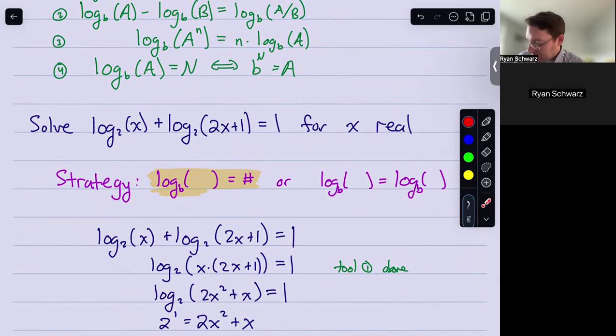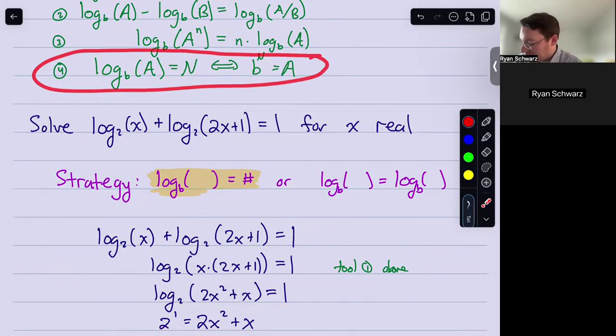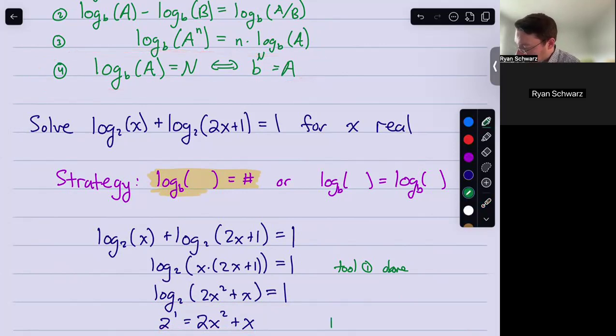What I do is I start off with the base of the logarithm, which is 2, zigzag across, 2 to the first. That's my left-hand side of the equation, and that's going to equal whatever's inside the logarithm, whatever's in the argument. So how did I convert from this log equation to this exponential equation? I used this property up here, like tool number 4.